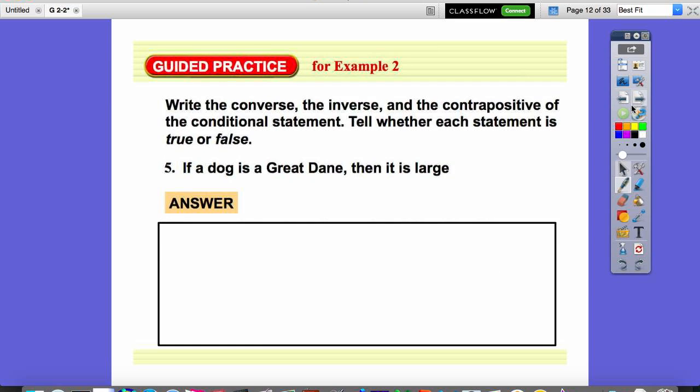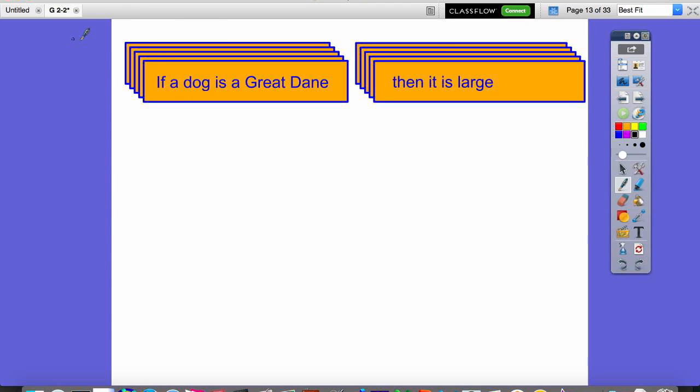So write the converse, inverse, and contrapositive of the following statement. Then tell whether each statement is true or false. If a dog is a Great Dane, then it is large, which is our conditional statement. If a dog is a Great Dane is our hypothesis. Then it is large is our conclusion.